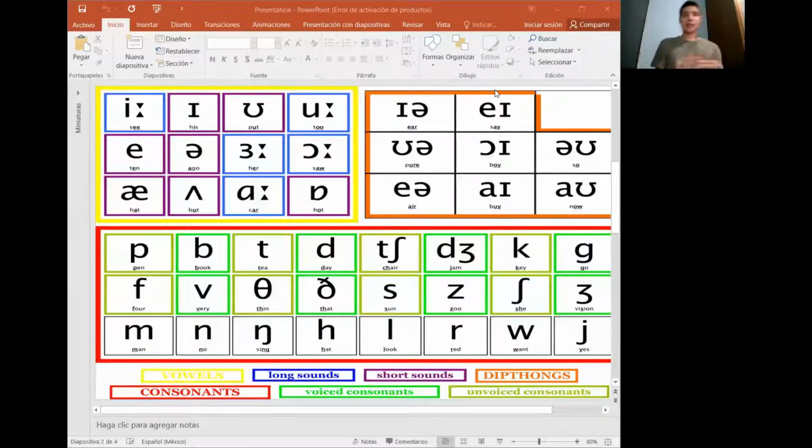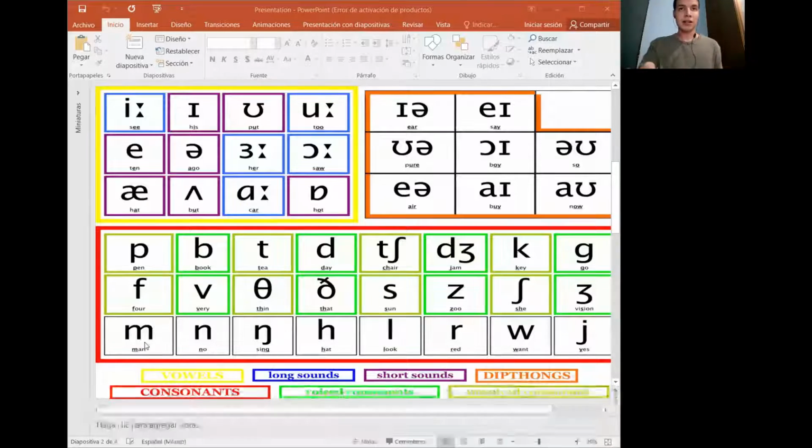And below them, there are the consonants, which are divided into voiced consonants and unvoiced consonants. The reason why they are voiced consonants is because when you pronounce some of them, they provoke a vibration. For example, with the letter z, it makes a vibration, and with the letter s, as in sun, it does not make a vibration. Therefore, it's an unvoiced consonant.